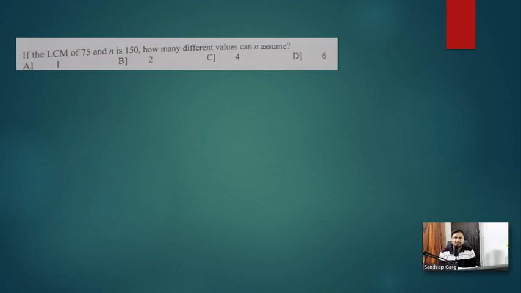While solving these types of questions, we have to remember that while taking LCM, after prime factorization, we take the maximum power from each. What does it mean? Let's see from this question.